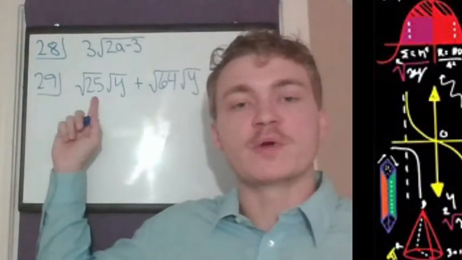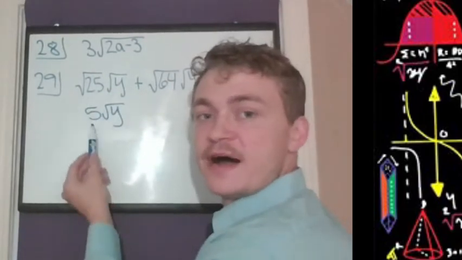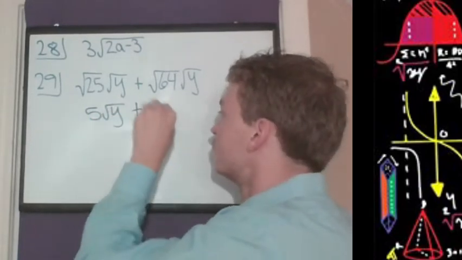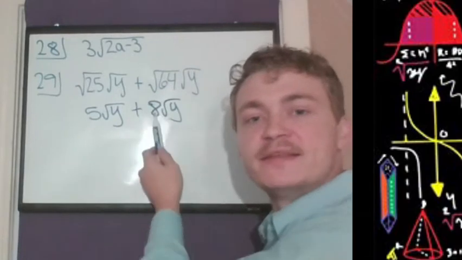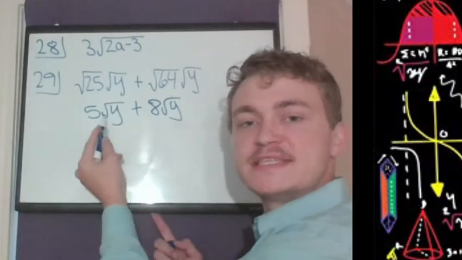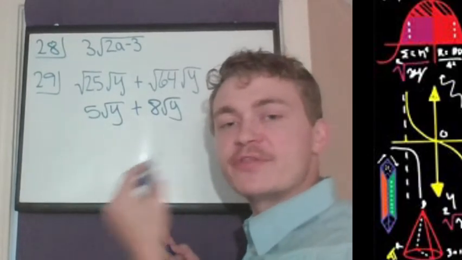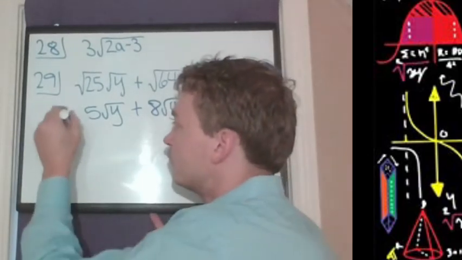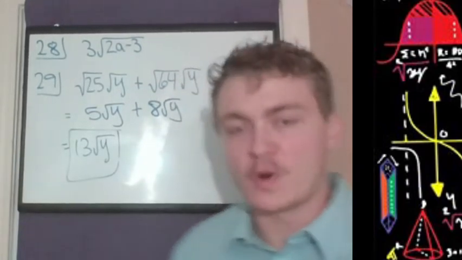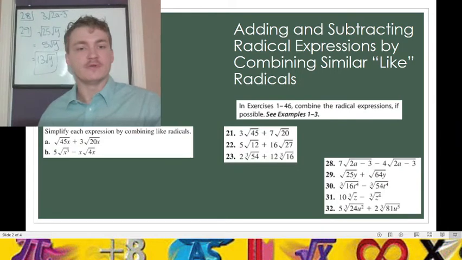Evaluate the perfect squares. Square root of 25 is 5. We have here 5 square roots of y. What about over here? The square root of 64 is 8. Here we have 8 square roots of y. Overall, how many square roots of y do we have? Because these are like radicals, same root of 2, same radicand of y. 5 plus 8 is 13. We have 13 square roots of y. Y cannot be factored. Y is one variable to one exponent. Thus, it is fully simplified.